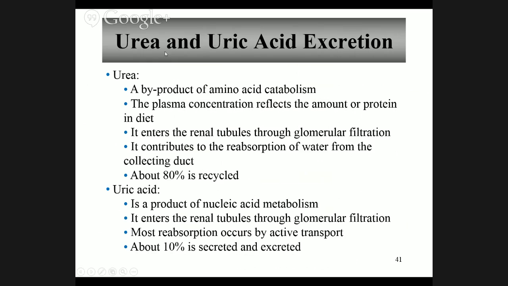Let's talk about urea and uric acid excretion. Urea is a byproduct of amino acid catabolism. The plasma concentration reflects the amount of protein in the diet. It enters the renal tubules through glomerular filtration. It contributes to the reabsorption of water from the collecting duct. About 80% of it is recycled. Uric acid is a product of nucleic acid metabolism. It enters the renal tubules through glomerular filtration. Most reabsorption occurs by active transport, and only about 10% is secreted and excreted.